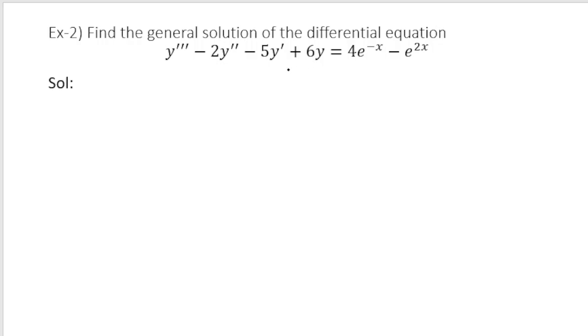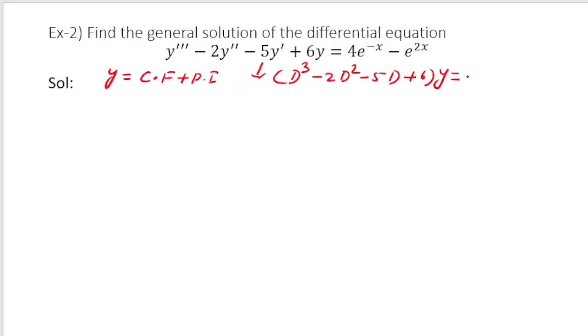So let us solve this problem for better clarity. Here also, the solution should be written as y is equal to complementary function plus particular integral. And before I solve it, I hope you can clearly see that this differential equation can be seen as D cube minus 2D square minus 5D plus 6 operating on y, equal to 4 e to the power minus x minus e to the power 2x. I have not talked in detail about this because I already have in the previous video.